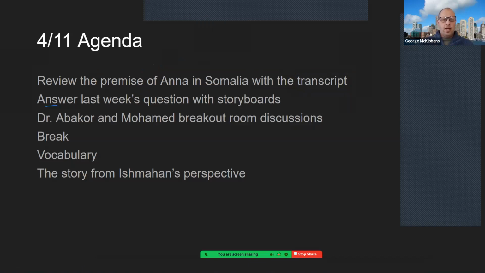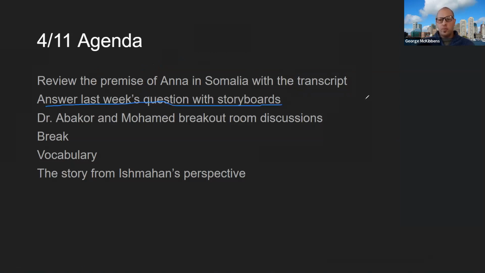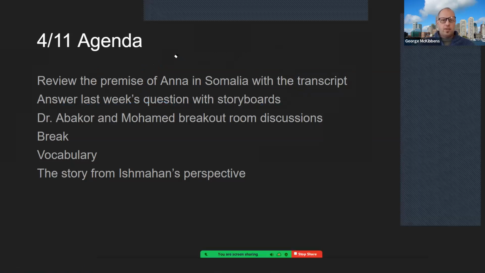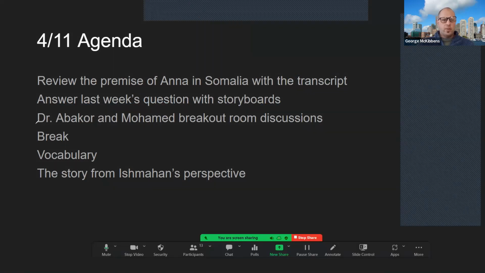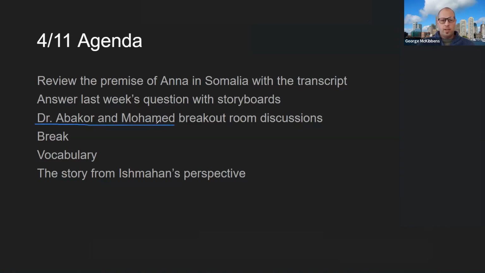Then we're going to answer last week's question with a storyboard exercise. So last night I experimented with a storyboard exercise that I've done before, but I'm going to use a different part of the story. So it'll involve a lot of listening and visual storytelling. Then, just before the break, we're going to discuss the relationship between Dr. Abakor and Muhammad, these two guys in prison side by side. And that's where we'll have a breakout room discussion. So after that, we'll take our 10-minute break.